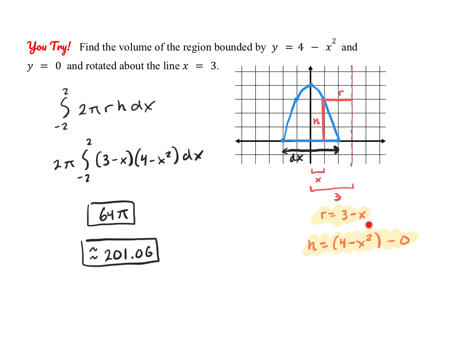So this way of describing your radius works for any radius within this interval. And we are integrating from -2 to 2. Then here's my integral. I skipped the work for this one, so if you did it by hand, it's 64 pi, or if you did it in your calculator, here's your decimal approximation.